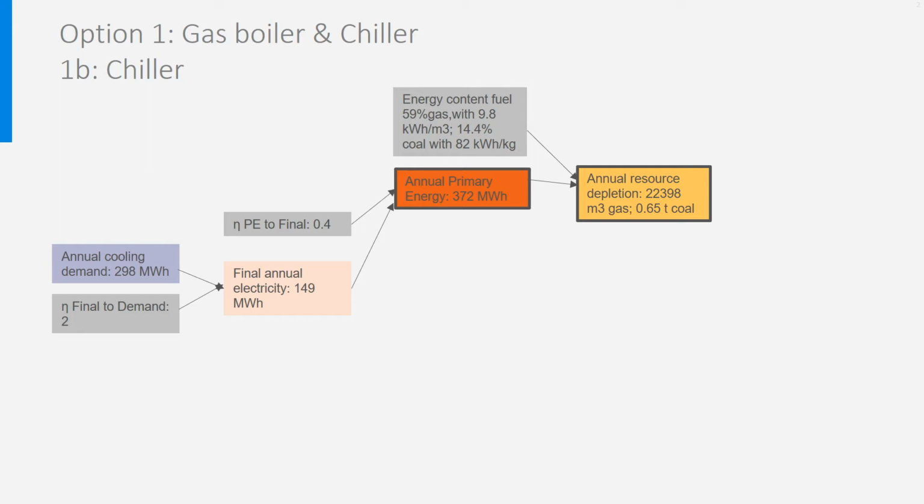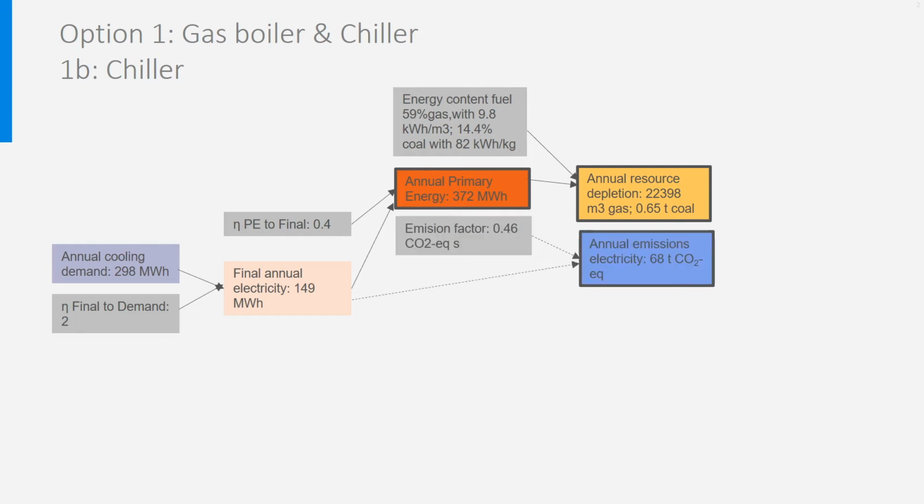Let's now look at the CO2 emissions through the emission factor of electricity, which is 0.46 kg CO2 per kilowatt-hour electricity in the Netherlands. The annual CO2 emissions are therefore 149 times 0.46, which is 68 ton CO2 equivalent.